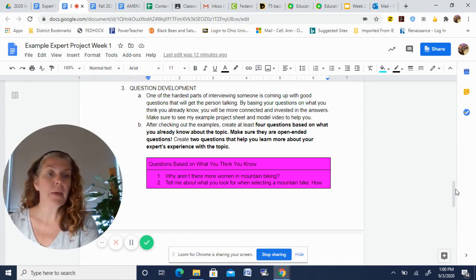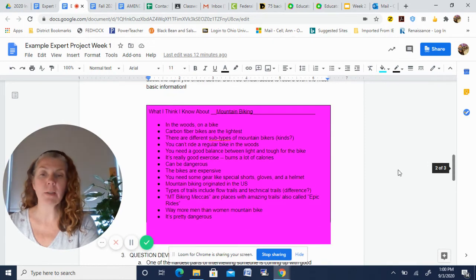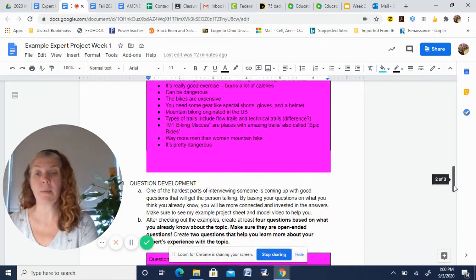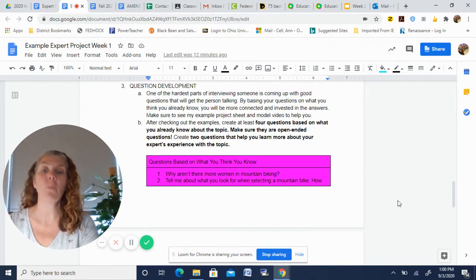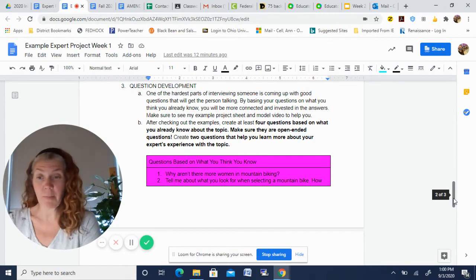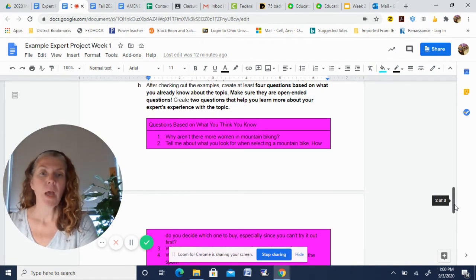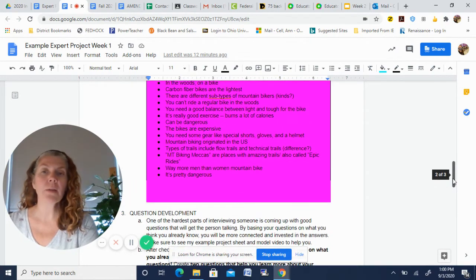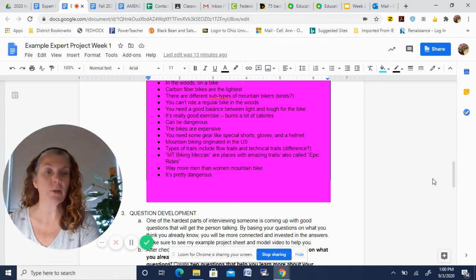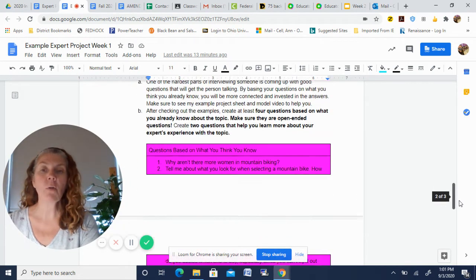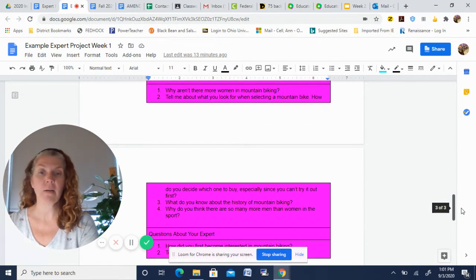So up here, one of the things I know is that there are way more men than women who mountain bike. And I'm very curious about that. So I asked him, why aren't there more women in mountain biking? He knows a lot about it. He reads a lot about it. So he might know the answer to that, or at least he'd have an opinion. So take a look at those and you can see a direct correlation between what I wrote up here. Every single question down here has a correlating bit of knowledge that I already have.